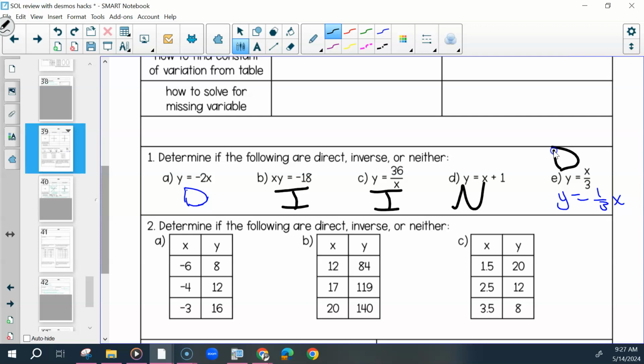Other questions? So Desmos will help you if you know what you're looking for, but if you confuse the two, you will mess those up. So try to keep those two straight.